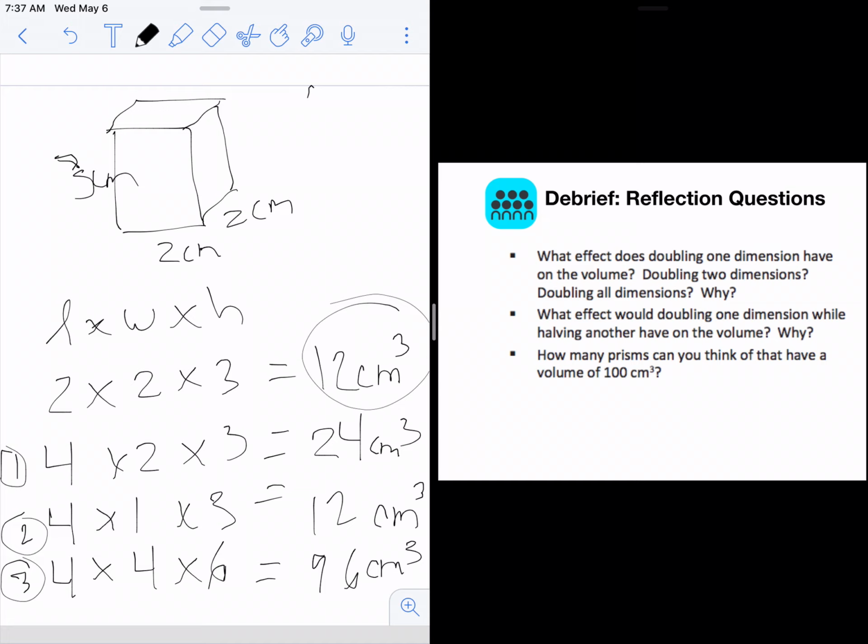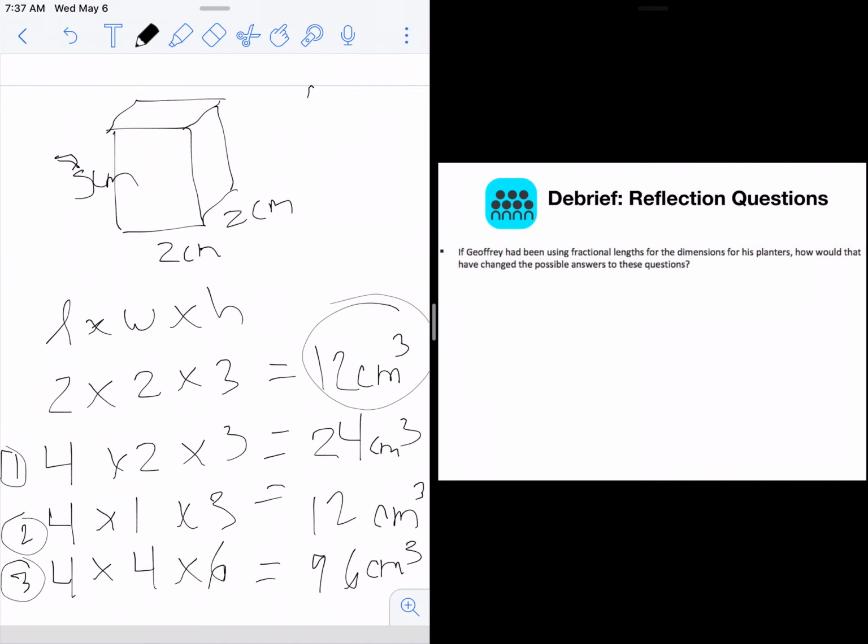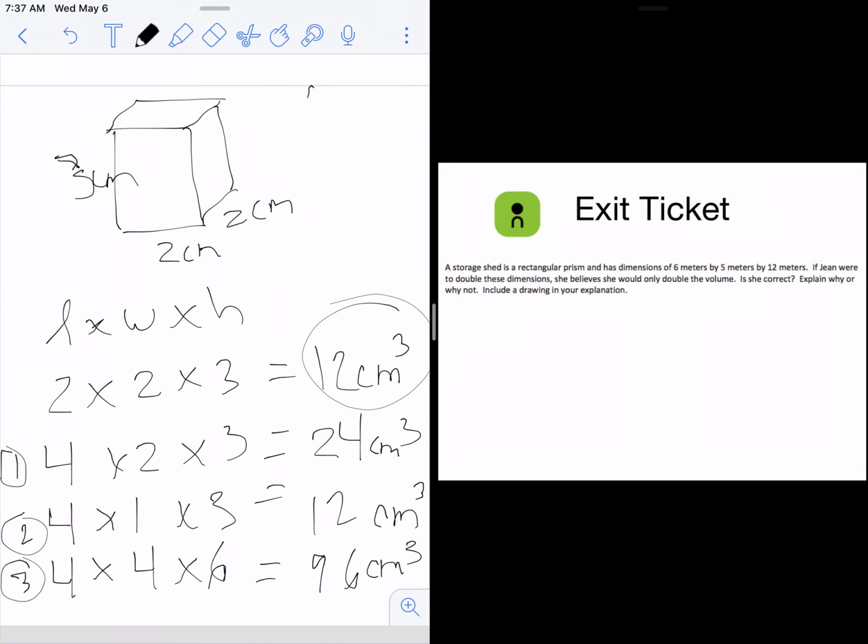Think of why. And then the last debrief question was, how many prisms can you think of that have a volume of 100 centimeters cubed? A lot. So keep thinking, you guys. Here's another reflection question. If Jeffrey had been using fractional lengths for dimensions for his planners, how would that have changed the possible answers to these questions? So think about if the lengths weren't whole numbers, if they were fractions. And then your exit ticket is here to follow.